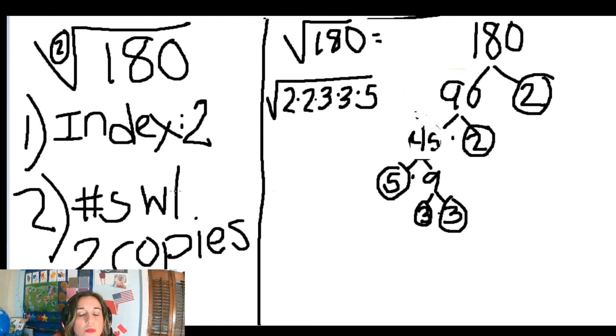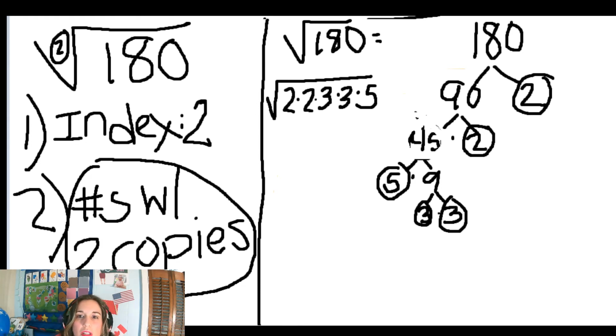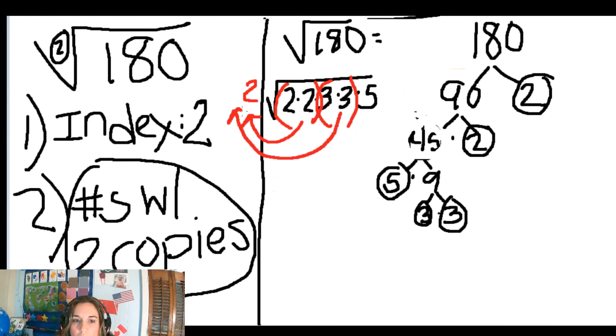That's fine. So now I'm like, oh yeah, what am I trying to do again? Oh, I'm looking for numbers with 2 copies that I can pull out. So let's see what we can find. Well, I have 2 copies of 2 and 2 copies of 3. And that's why I paired them together, okay? So that those 2 copies of 2 will now pull out as 1 two on the outside. And those 2 copies of 3 will now pull out as 1 three on the outside, okay? So now I've got 3 times 2 on the outside.